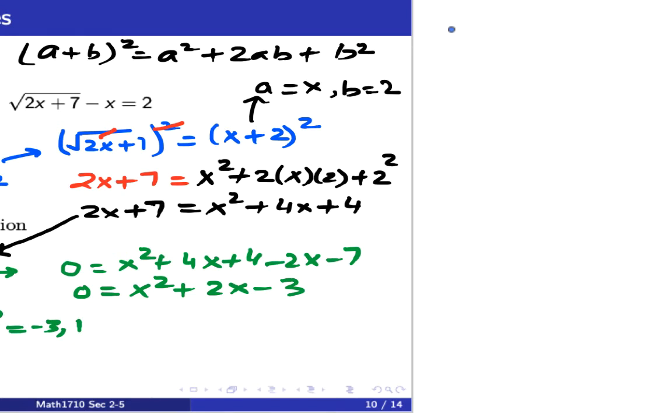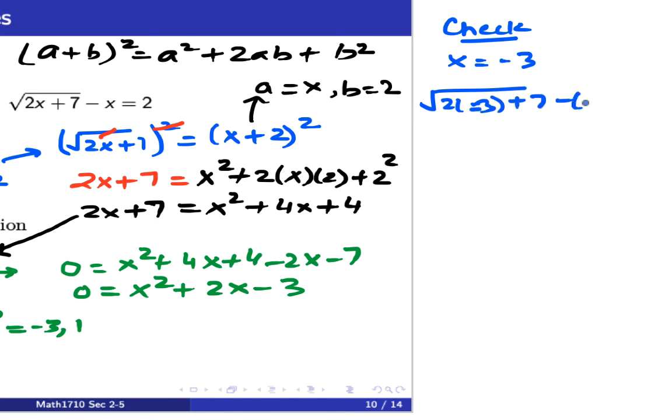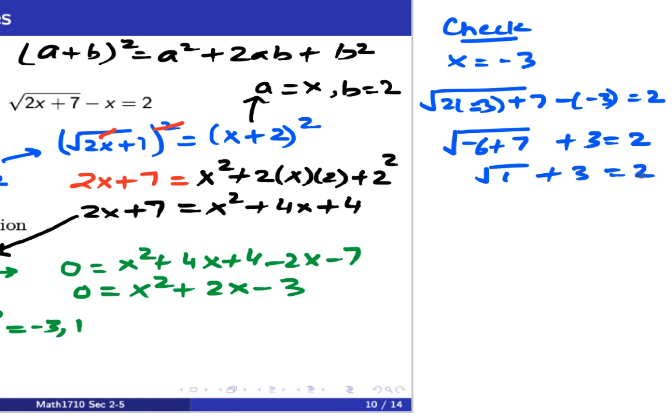Okay, I will check my answers. Remember, my x is first minus 3. So I will get square root of 2 times minus 3 plus 7, minus of minus 3 equals 2. We get square root of minus 6 plus 7 plus 3 equals 2. Square root of 1 plus 3 equals 2.